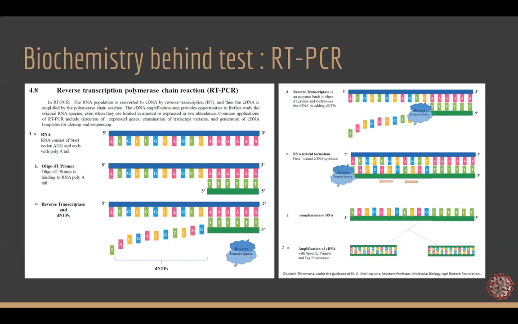dNTPs, and once this occurs, you have created a cDNA molecule, which is a complementary DNA molecule of your RNA. Once this complementary DNA has been made, specific primers that you have designed to target SARS-CoV-2 can bind to this specific cDNA, and then Taq polymerase will further synthesize the DNA to amplify it.